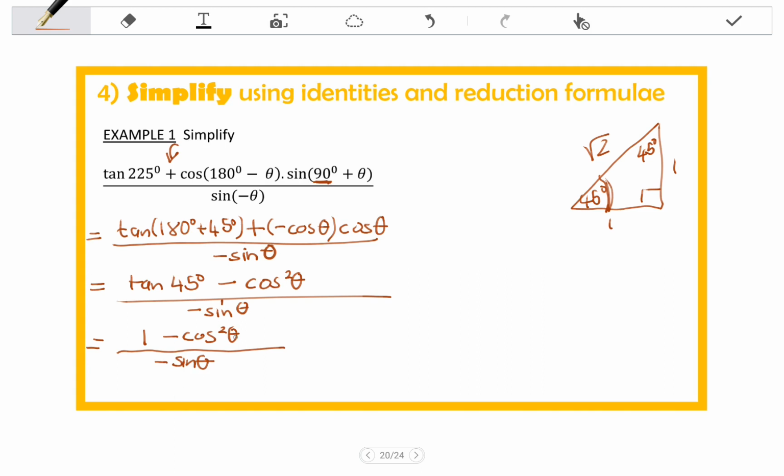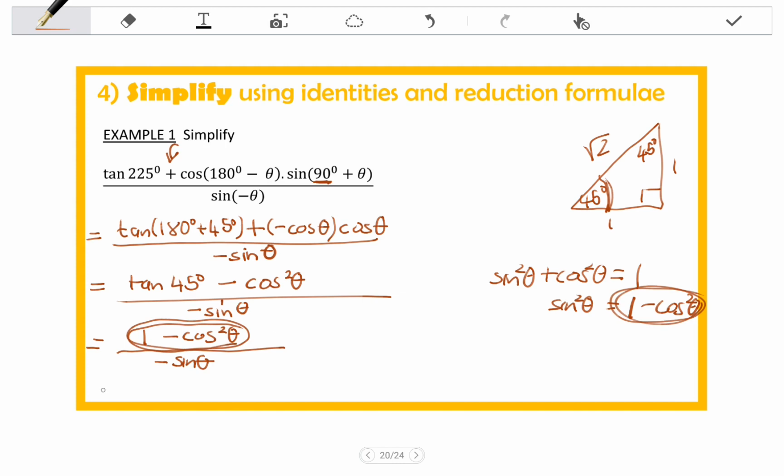Now, looking at this, I recognize the square identity. Okay, remember sine theta all squared plus cos theta all squared equals 1. If I solve for sine theta all squared, by subtracting cos theta squared, I'm left with 1 minus cos theta all squared. This is what I've got here, okay? So I can replace it with the sine theta squared divided by negative sine theta.